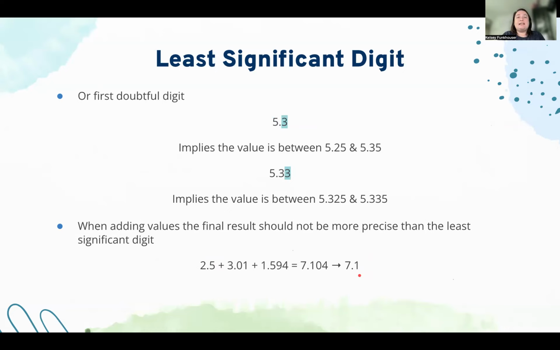Because the least precise value is 2.5, we can't assume anything beyond that 0.5. So even though our other two numbers are more precise, when we're accurately presenting the information, we need to stop at the least significant digit.